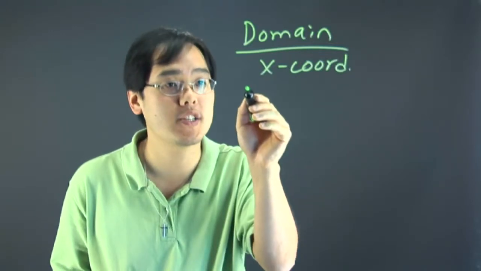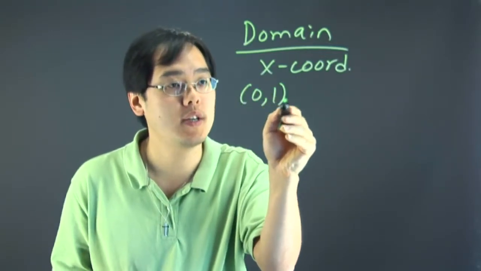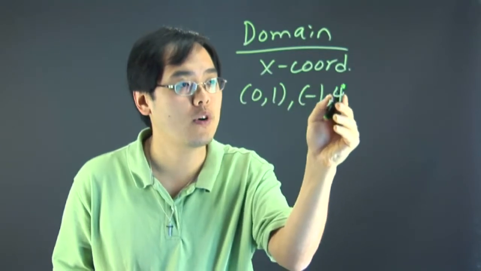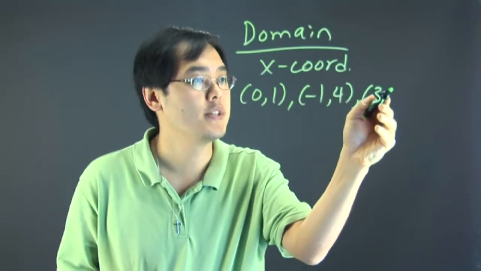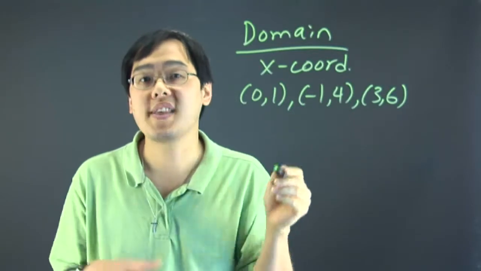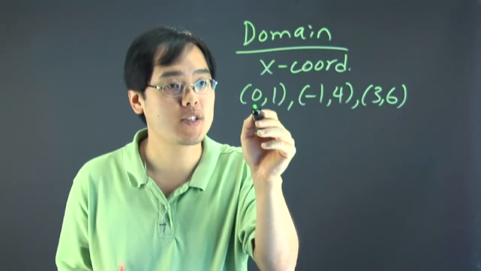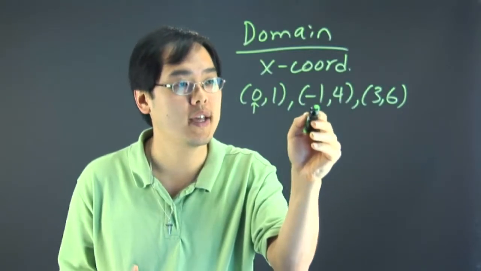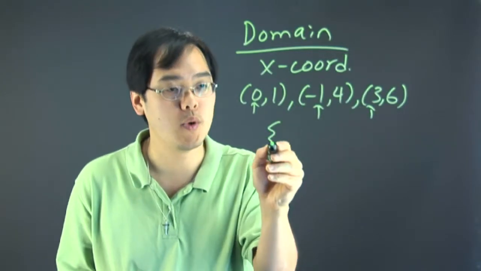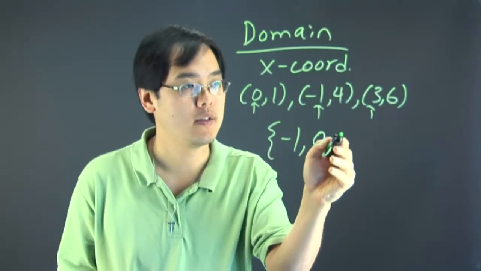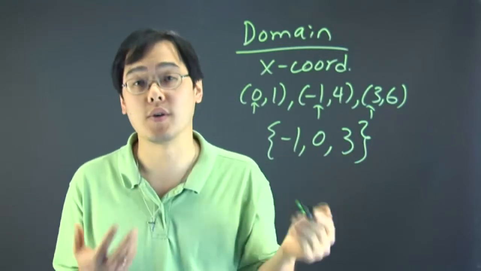If you're given a set, let's just say (0, 1), (-1, 4), and (3, 6), you want to look for the x-coordinates. So in this case, the x-coordinates are 0, negative 1, and 3. And if you want to order them, you can write it like so, and that'll be your domain.